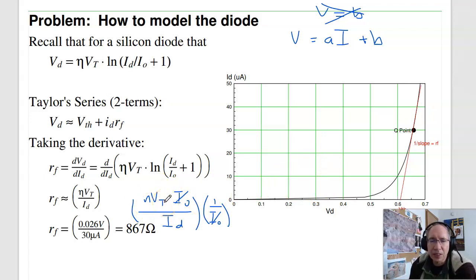nVT is just a constant for a given diode, given transistor. So if nVT is 0.026 and my Q point is 30 microamps, rF is 867 ohms. That's your slope. And note that this equation only applies to diodes. In general, the slope is the tangent. So if we had some other function, I'd have to recalculate the derivative to find out the slope at that point. For diodes, you have this.